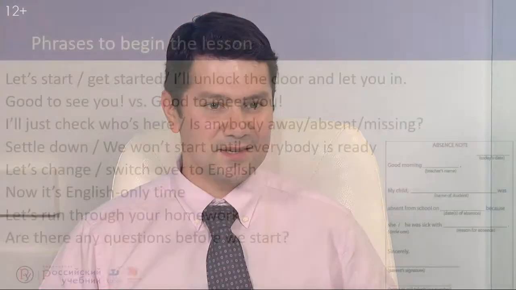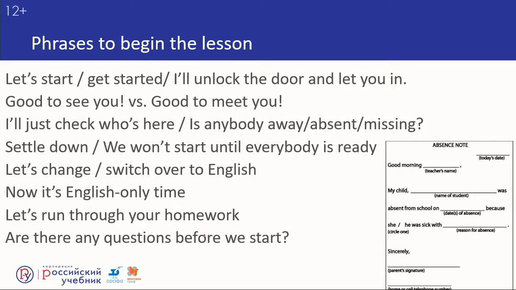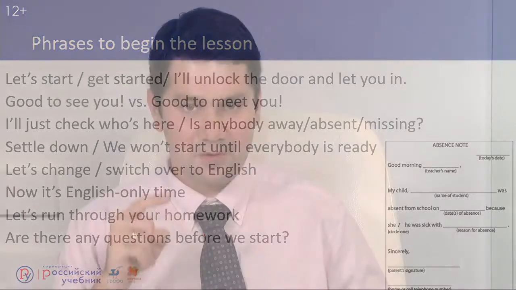Let's get started. I'll unlock the door and let you in. I'm telling you those phrases because very often people just don't know the right phrases, or they use the Russian language instead. My research tells me that. That's why I want you guys to be well equipped with the right phrases to start your lessons in English.